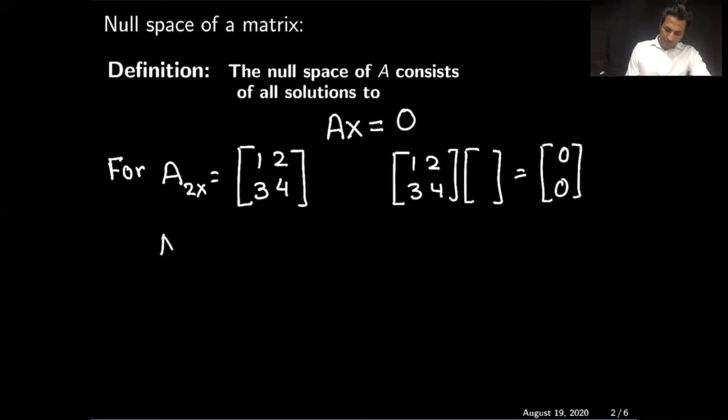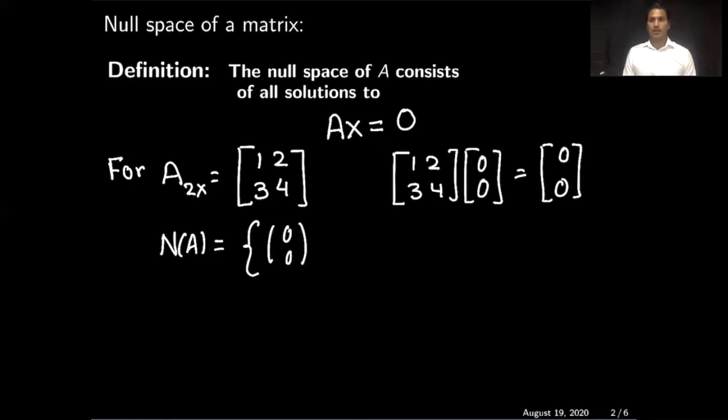As you can see, one obvious solution to this system is 0, 0. If I place 0 here and 0 here, and I multiply this vector by this matrix, I will get the 0, 0 vector. So this is one element which is in the null space. In fact, in this case, this is the only element in the null space of A, which we will see later in this video, and why this is the only element.